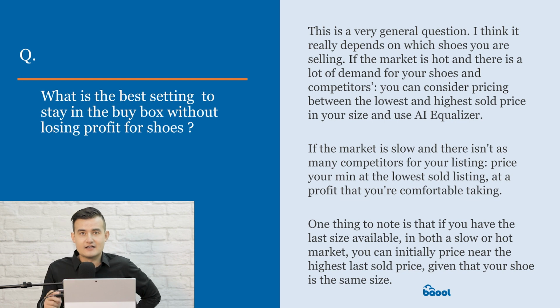It really depends on what type of shoes you're selling. If the market is hot and there's a lot of demand for your shoes and a lot of competitors, you can consider pricing between the lowest and highest sold price in your size, and you could use the AI equalizer. So it's a hot product, there are a lot of competitors, and you want to make money, use the AI equalizer.